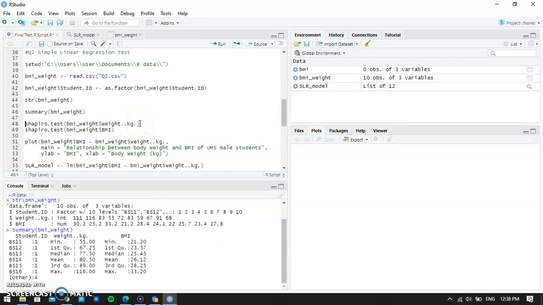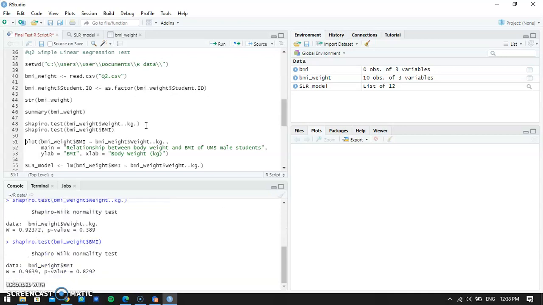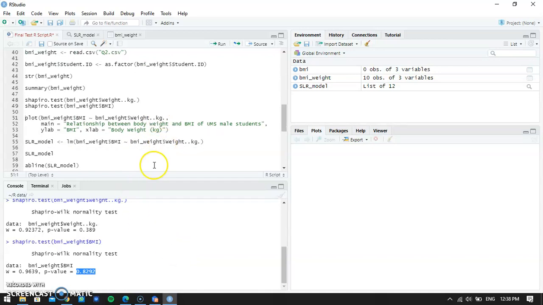Next, I summarize them. Then I carry out the Shapiro-Wilk test to test for normality of the data for both the weight and BMI. The two values show that they are larger than 0.05, which means that the data are normally distributed.